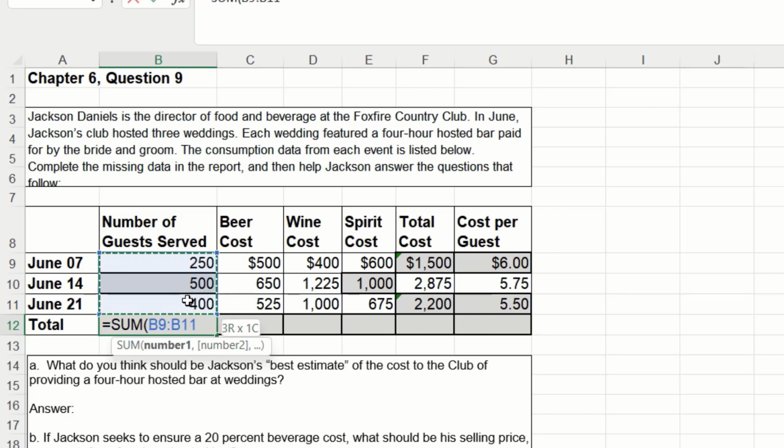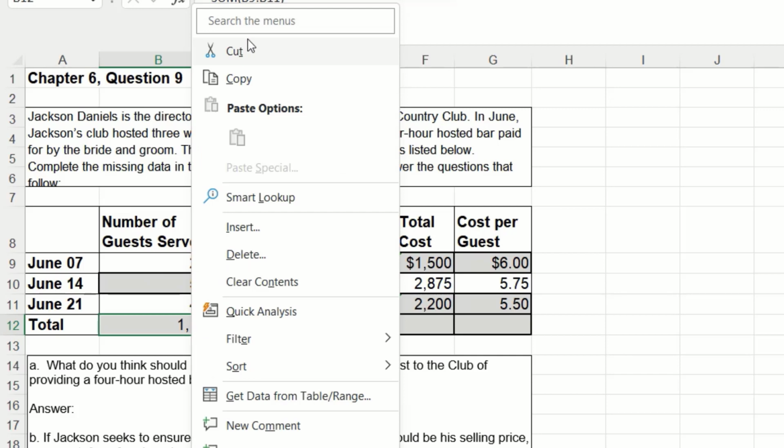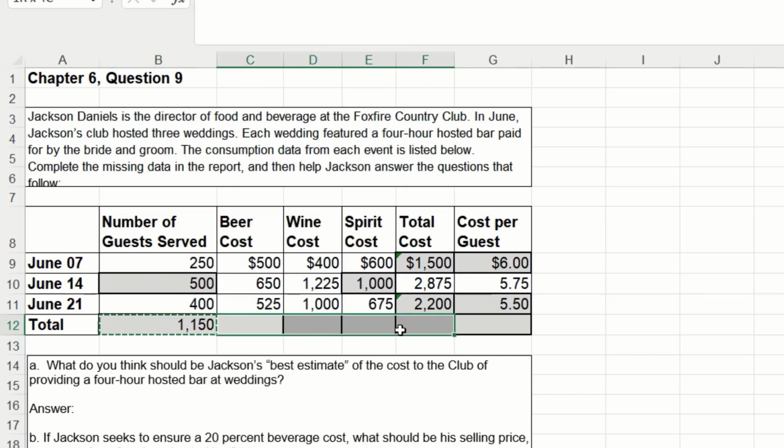We'll add all the events together. And we can again use this formula. Now we can't add up our cost per guest, right? Because we're going to need to take our total cost and divide that by our number of guests served. All right, so $5.72. On average, our cost per guest was $5.72 for these 4-hour bars. Okay, so question A.